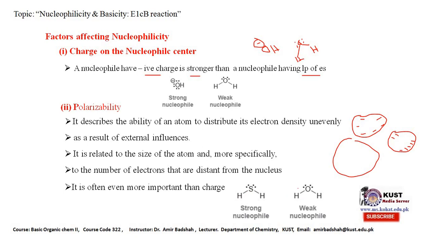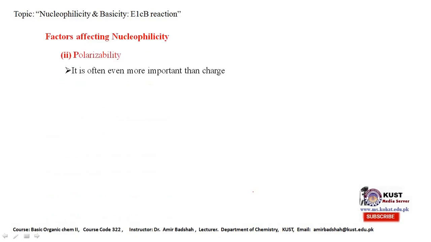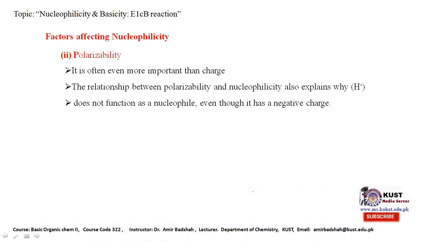What is the reason? Although the electron density is more here and less there, the polarizability is more here. Why? Because sulfur has a larger size than oxygen, so due to its large size, sulfur has more polarizability than oxygen. The next factor is polarizability; as we have discussed, polarizability is more important than the charge.